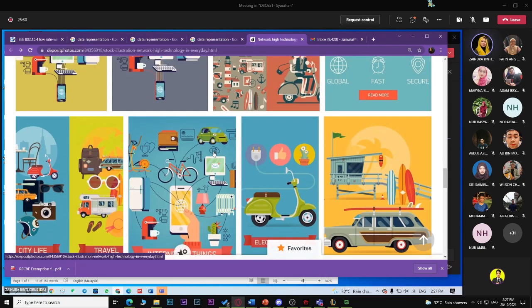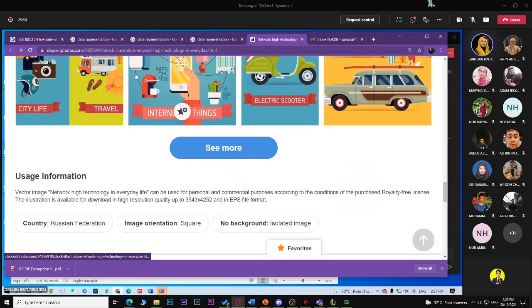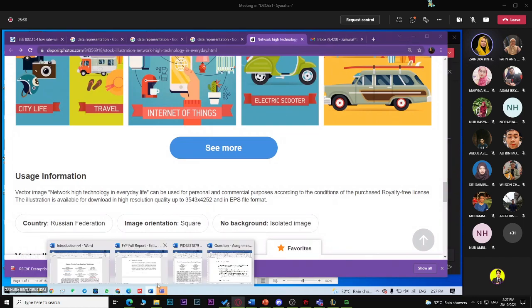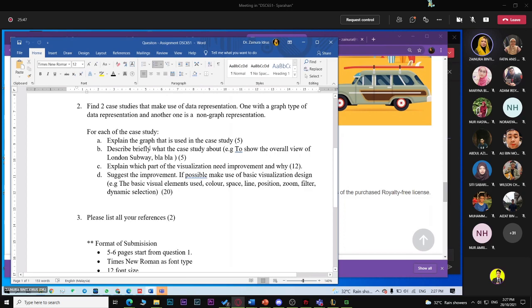So you carilah yang ada description. Then you ambil je description. Okay, that's about the 2 assignment yang I told you. Let's go back. 2 case study. One is graphical type, one is non-graphical representation. For each one, you ambil satu.